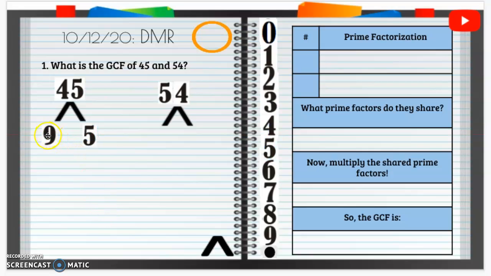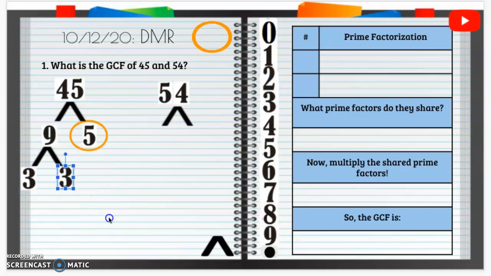All right. Are either of those a prime number? Yes, 5 is a prime number because the only two factors are 1 and itself. So I'm going to circle that. How about 9? Is 9 a prime number? No, it's composite because you can break it down. So when you break down that 9, you get a 3 and another 3. So 3 times 3 equals 9.